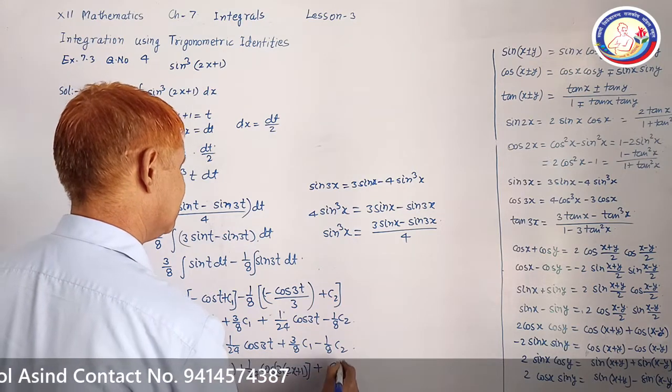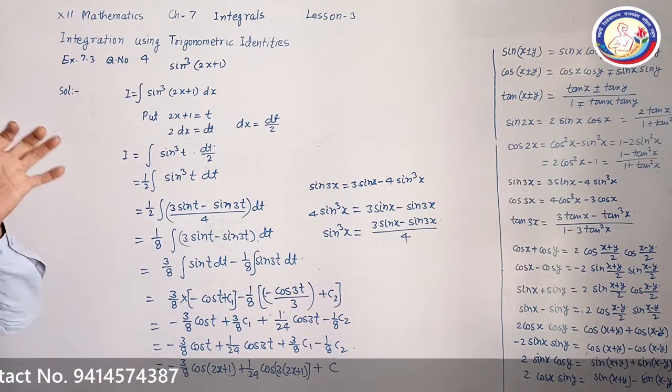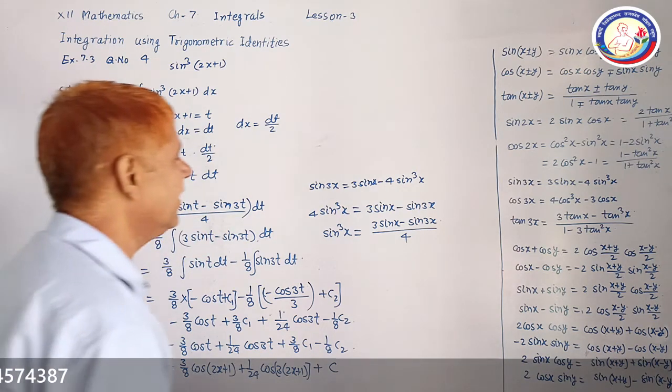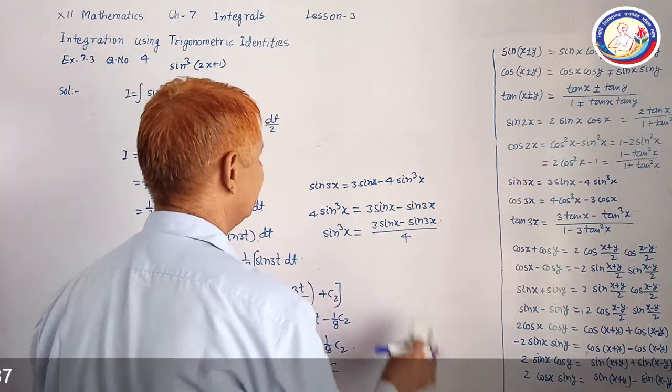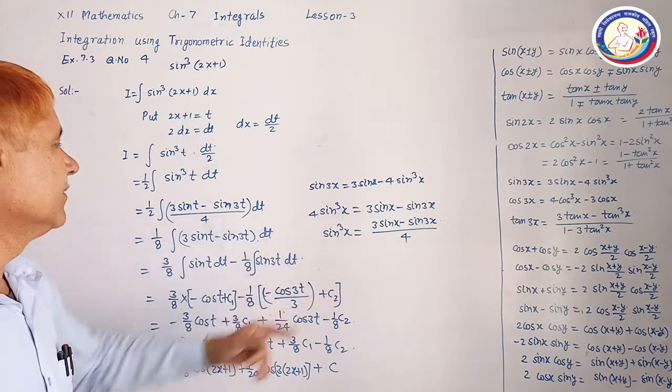And constant of integration c. So this is the answer. So what we have done, we have used the formula sine 3x equal to thrice sine x minus 4 sine cube x, and then substituted for sine cube x the value.